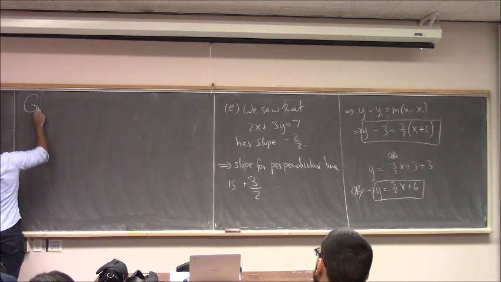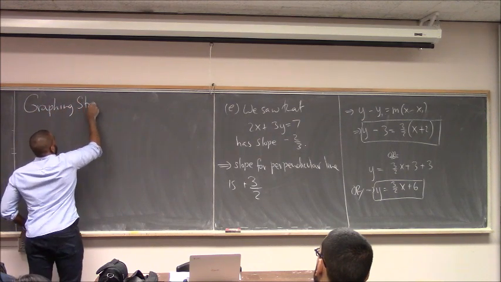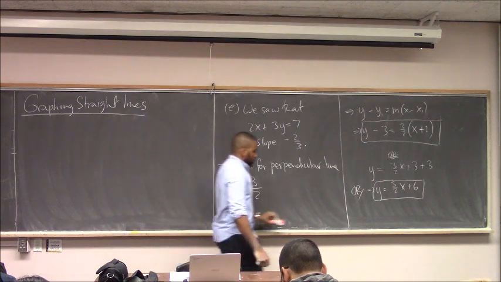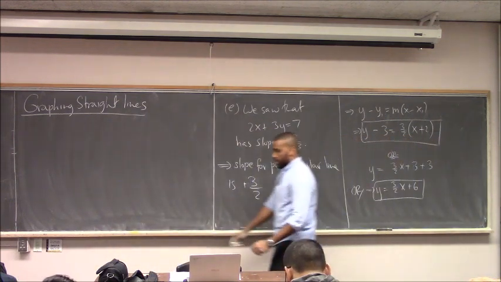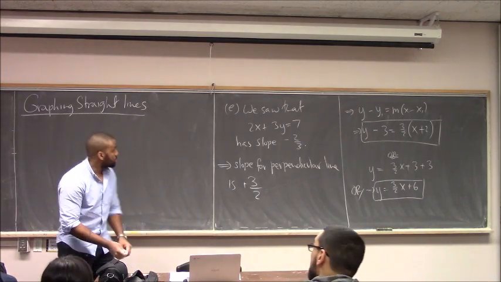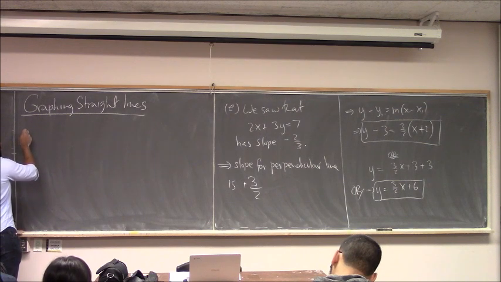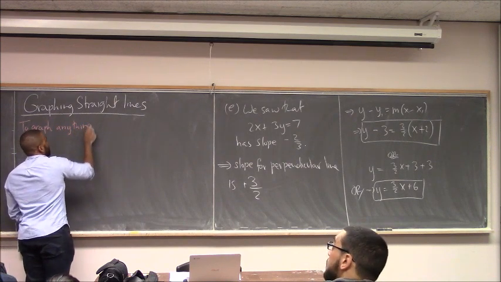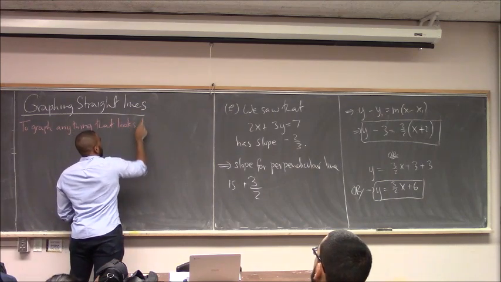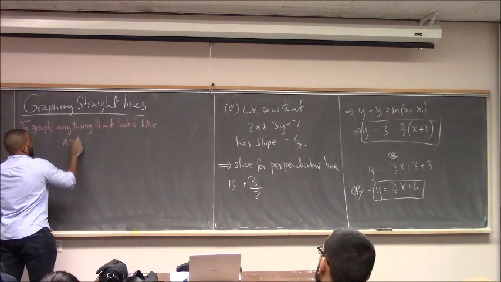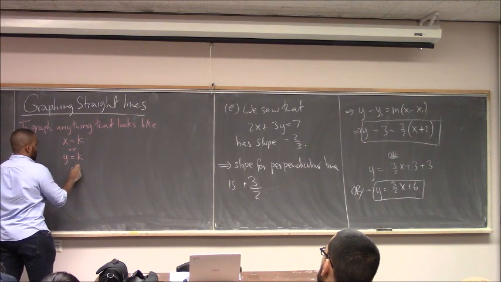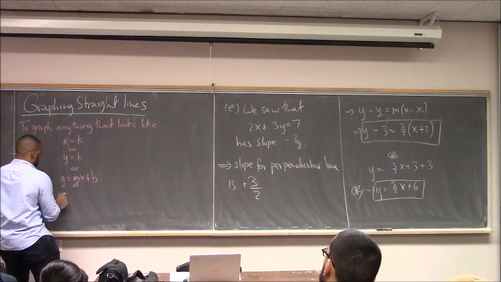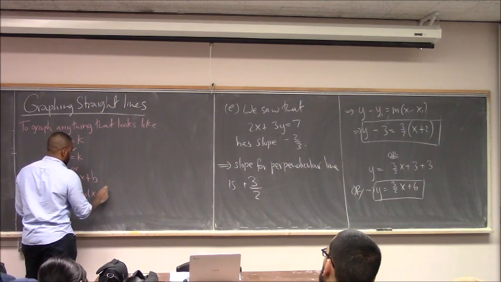Let's do some graphics for this. So let's go over the graphing. Should warn you here. Basically, to graph anything that looks like x equals a constant, or y equals a constant, or y equals mx plus b, or y minus y1 equals m(x minus x1). Okay.